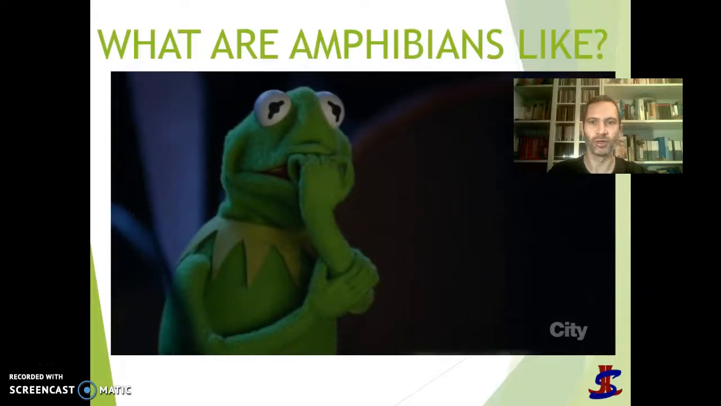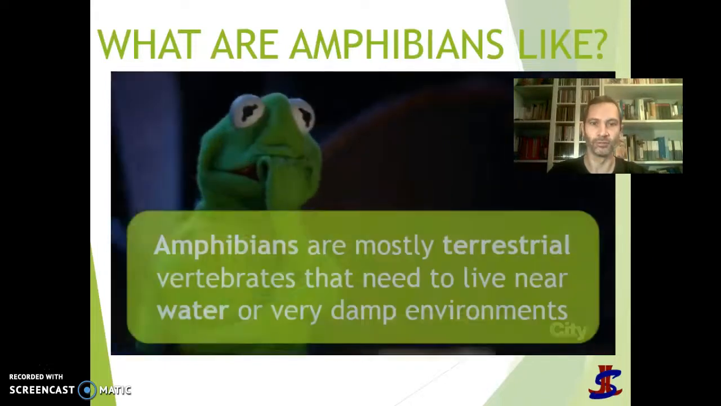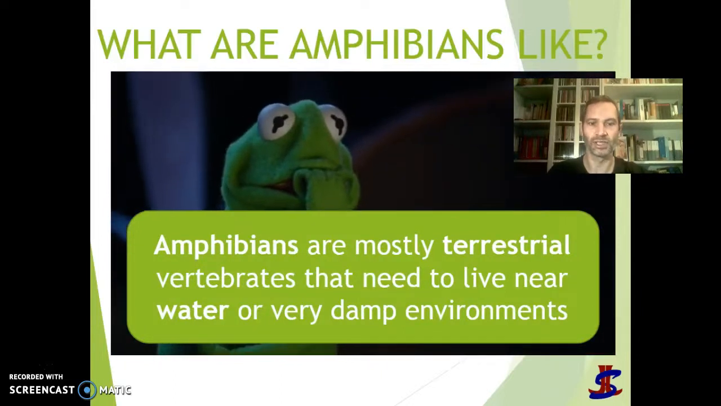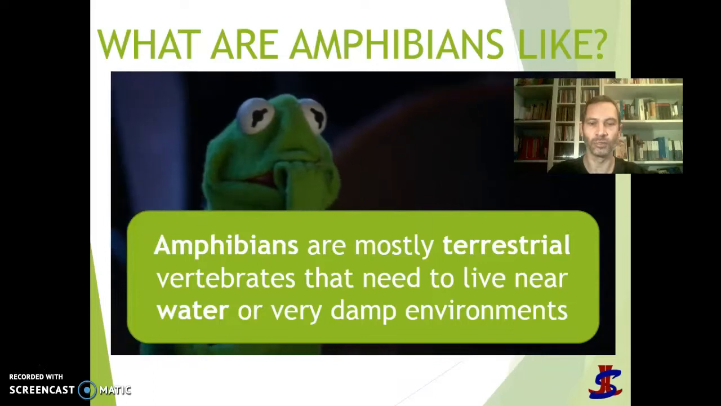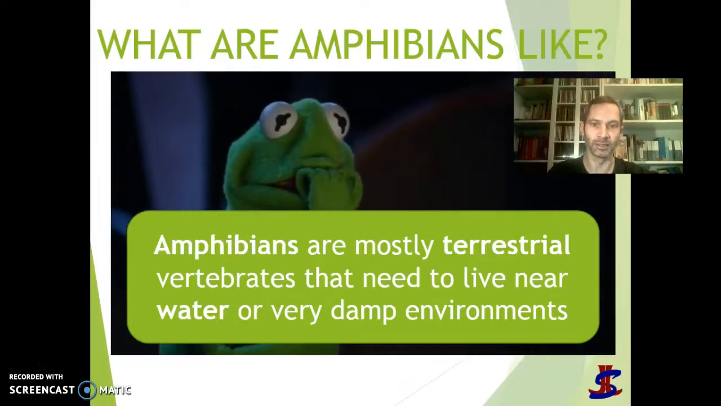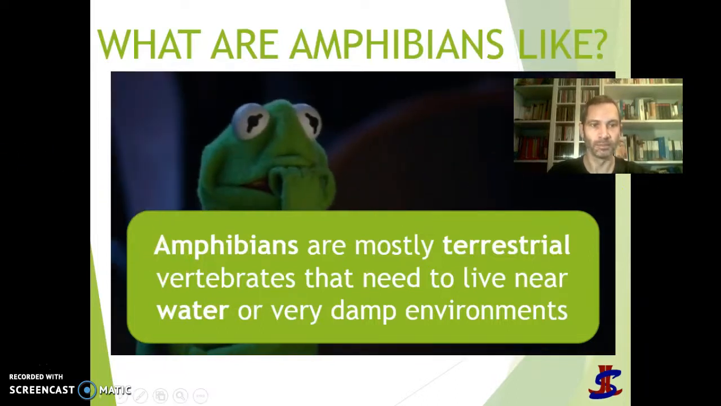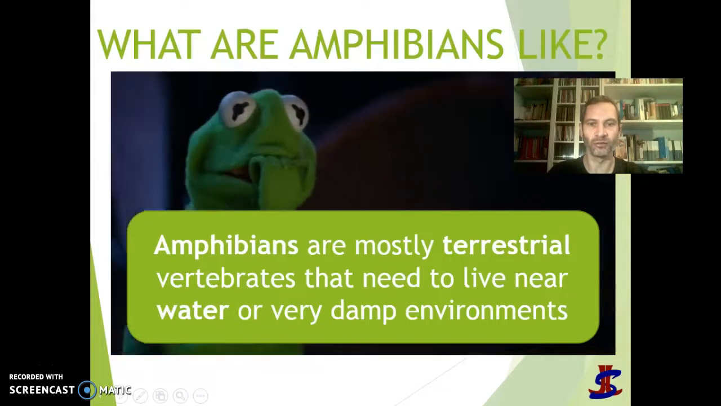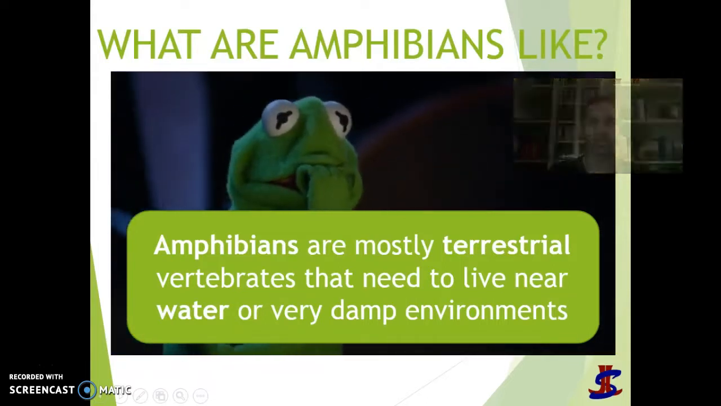So you're wondering, what are amphibians like? Amphibians are mostly terrestrial vertebrates that need to live near the water or in very damp environments. They can live both on land and in water. I'm going to hide my picture because we have plenty of information today in all the slides, so I don't want my image to be bothering the information, okay?